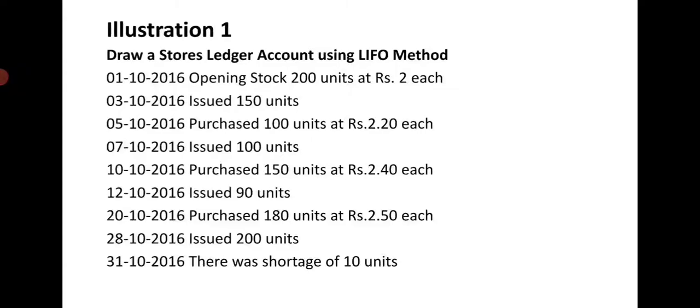We will solve one problem. So here is the illustration. Draw a stores ledger account using LIFO method. 1/10/2016 opening stock 200 units at rupees 2 each. 3/10/2016 issued 150 units. 5/10/2016 purchased 100 units at rupees 2.20 each. 7/10/2016 issued 100 units. 10/10/2016 purchased 150 units at the rate of 2.40 each.